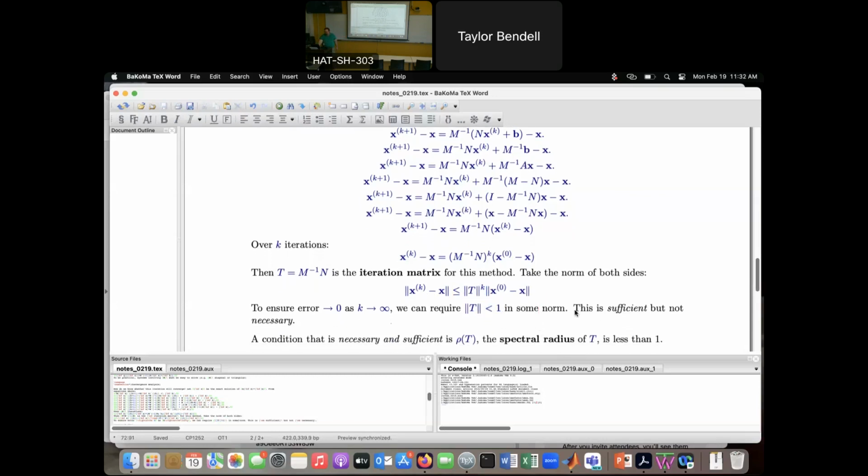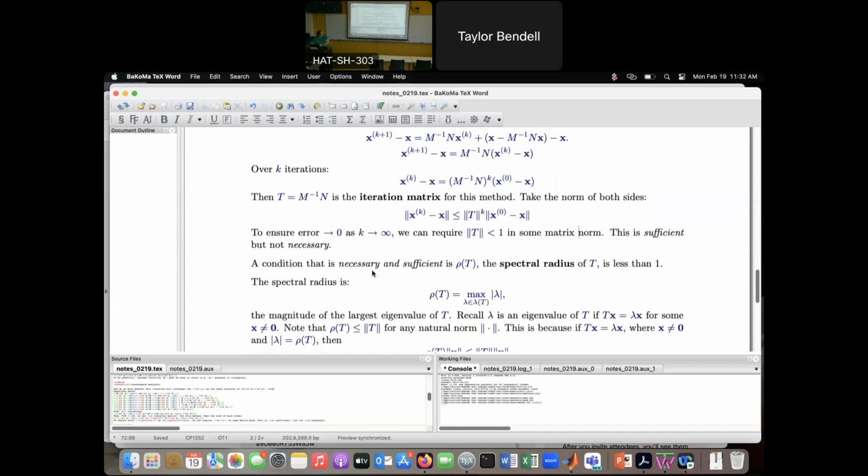Now, that condition is a sufficient condition. It is not necessary. It is possible that T could have a norm equal to 1, in some matrix norm, and still have convergence. So I want to know, is there a condition that is both sufficient and necessary for convergence? And we do have that. A necessary and sufficient condition for convergence of this iteration is that rho of T, which is called the spectral radius of T, has to be strictly less than 1.